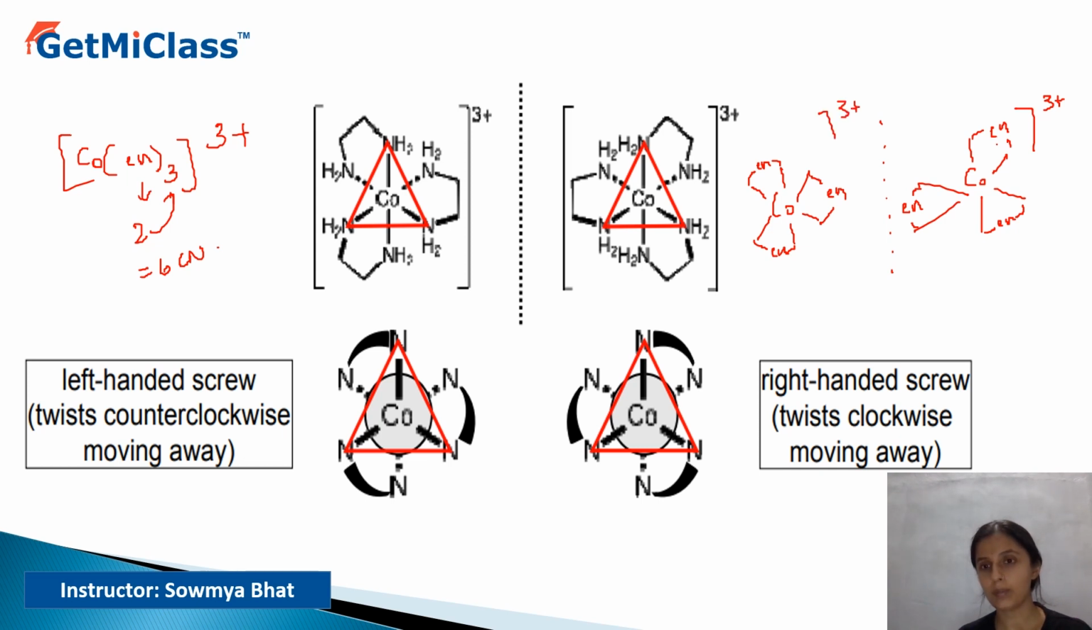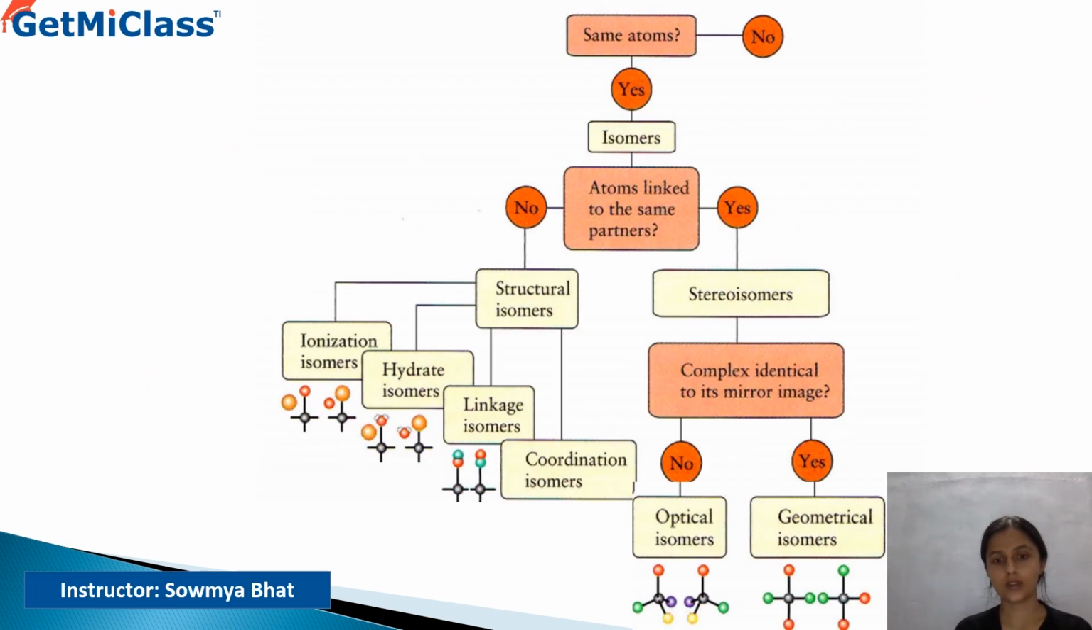So if you compare this, if you take it out and keep it over this, they are not going to superimpose over one another. If this rotates the plane polarized light clockwise, it is called D, or dextrorotatory, and this turns the plane polarized light to the same extent but in the different direction, that's levorotatory. This complex has no plane of symmetry or center of symmetry, so it will show optical isomerism. So this is how the isomers are identified.